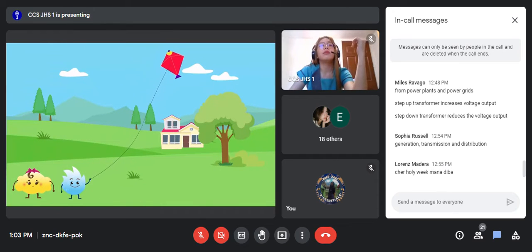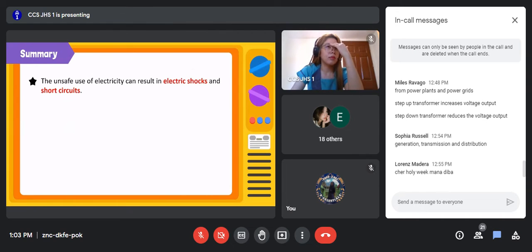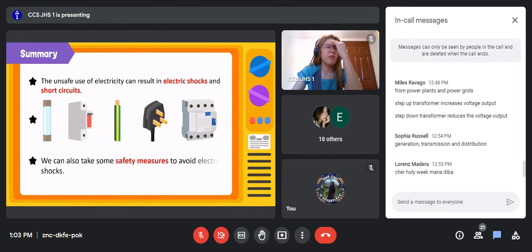After learning about the safety measures for using electricity, Spiky and Bubbles are now flying the kite in an open ground, nowhere near the power cables. Let's summarize. The unsafe use of electricity can result in electric shocks and short circuits. Devices such as fuses, miniature circuit breakers, earth wires, 3-pin plugs, and earth leakage circuit breakers ensure that we can use electricity safely. We can also take some safety measures to avoid electric shocks.